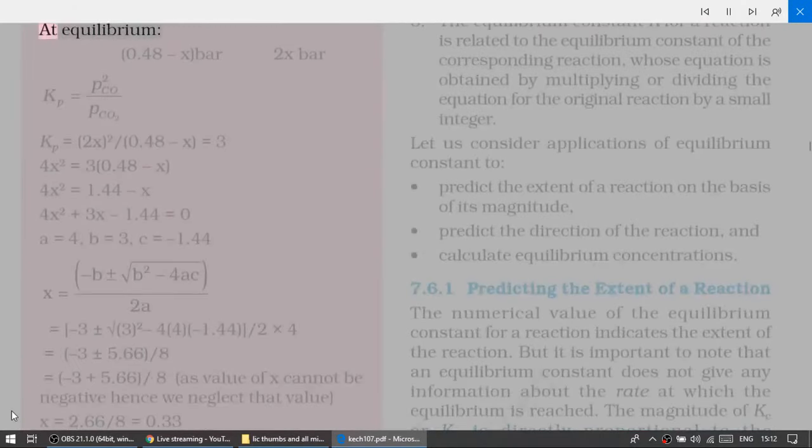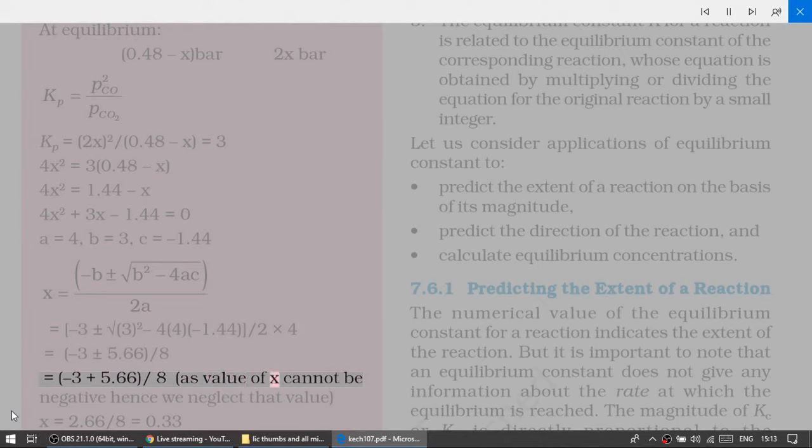At equilibrium: 0.48 - x bar, 2x bar. Kp = (PCO)^2/PCO2 = (2x)^2/(0.48 - x) = 3. So 4x^2 = 3(0.48 - x) = 1.44 - 3x, which gives 4x^2 + 3x - 1.44 = 0. Here a = 4, b = 3, c = -1.44. x = [-b ± √(b^2 - 4ac)]/2a = [-3 ± √(9 + 23.04)]/8 = (-3 ± 5.66)/8.